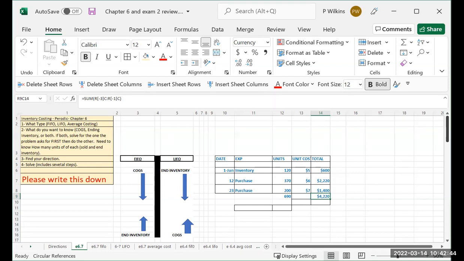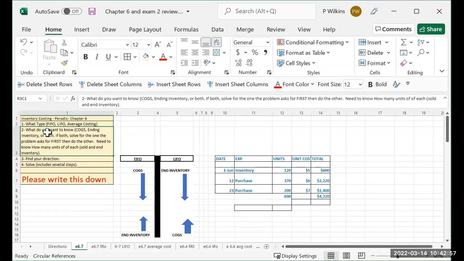Now we want to figure out the ending inventory cost. First thing we're going to do is go over here to our instructions. Number 1, what is our type? Our type is FIFO. We're doing FIFO. What do we want to know? Cost of goods sold or ending inventory or both? If both, you solve for the one asked first and then you do the other one. You need to know how many units of each sold and ending inventory to figure it out. They're asking for both ending inventory and cost of goods sold. They asked for ending inventory first, so we need to solve for ending inventory first.